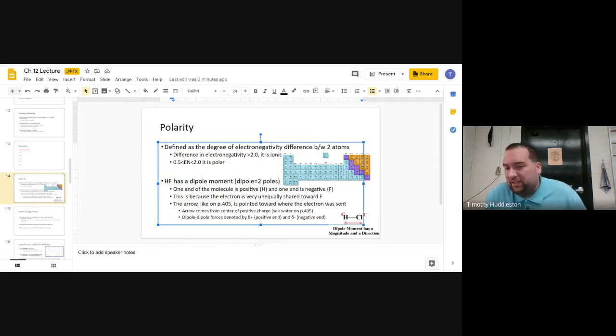Now, the reason I say that is because you can have bonds that are technically polar bonds, and the molecule itself will end up being nonpolar. The reason for that is symmetry. When we're talking about polarity, what we're talking about is, is there a charged end? If I've got a symmetrical molecule, the way those electrons are shared means you're going to end up with no charged ends.